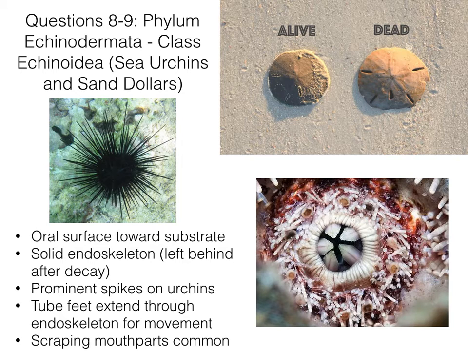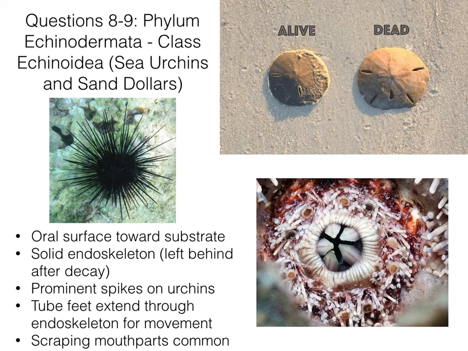The big difference is that typical urchins are going to walk around up on top of the substrate, and their oral surface is toward the substrate, just like in the brittle stars. But sand dollars generally are going to bury themselves within the substrate. Okay. They have a very solid endoskeleton. It's left behind after they die and the soft tissues decay. That's what you find on the beach as a sand dollar.